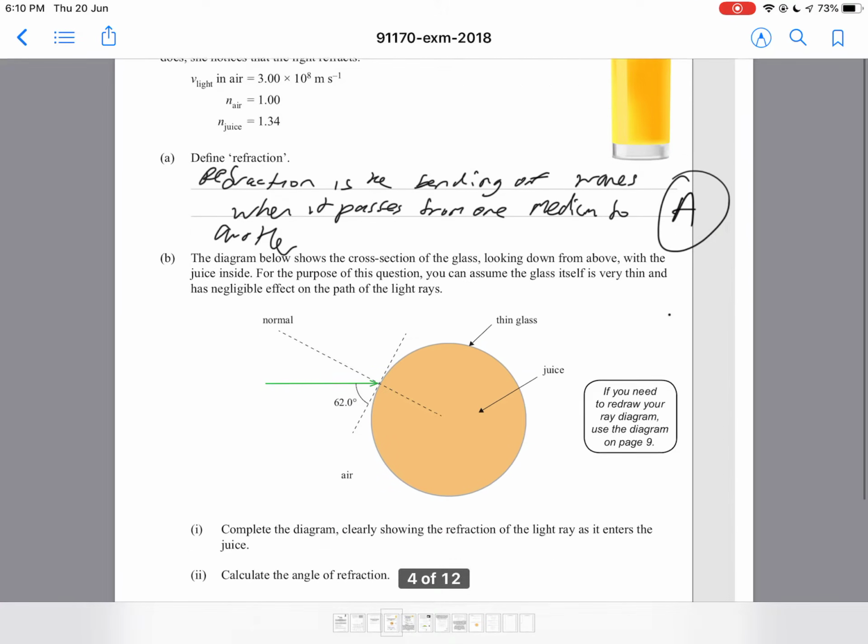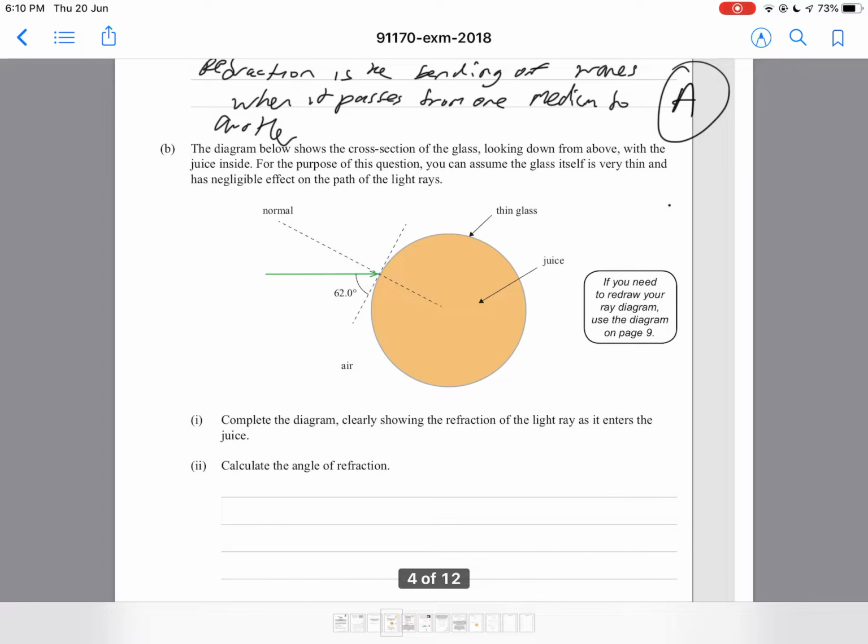Okay, B. The diagram below shows the cross-section of the glass looking down from above, with the juice inside. For the purpose of this question, you can assume the glass itself is very thin and has a negligible effect on the path of the light rays. Complete the diagram clearly showing the refraction of the light ray as it enters the juice.